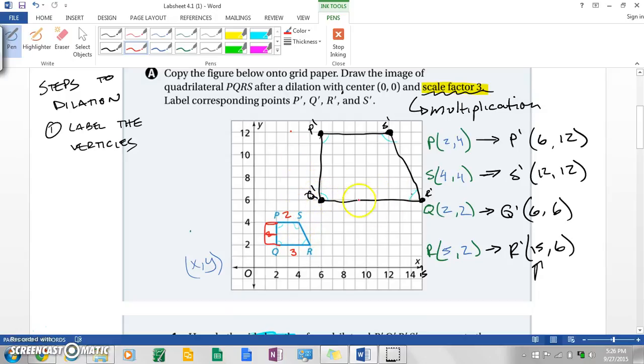Let's take a look at Q prime and R prime. Look at how many units long this is. We count it: 1, 2, 3, 4, 5, 6, 7, 8, 9 units long. P prime Q prime is 1, 2, 3, 4, 5, 6. P prime to S prime is 1, 2, 3, 4, 5, 6 units as well. I'll erase these units so we can see a little more clearly.